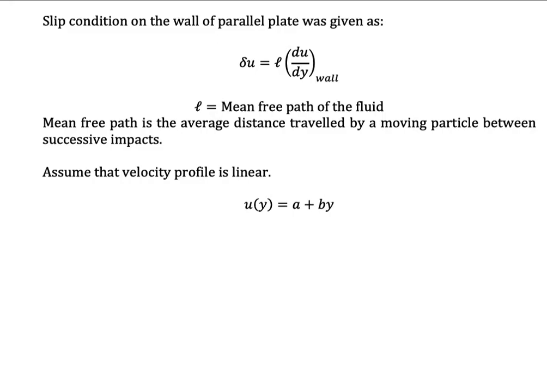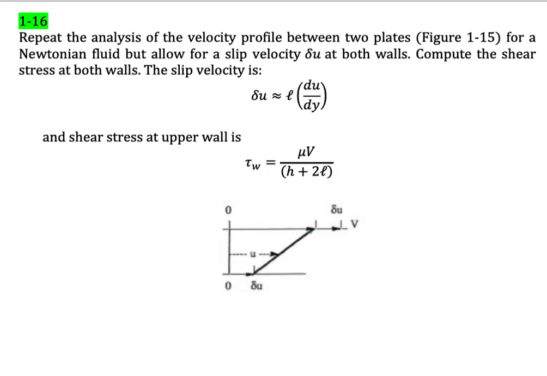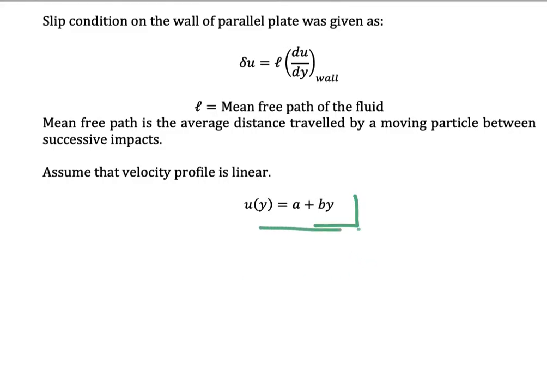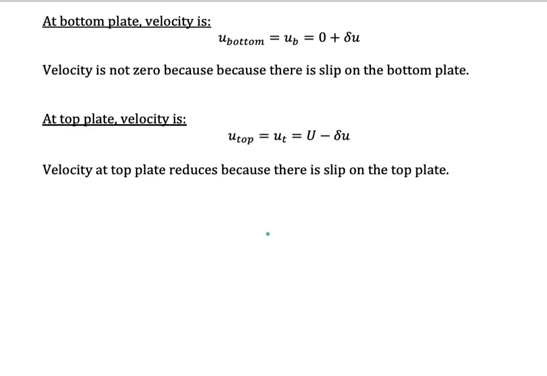So and then we assume that the velocity profile is linear. The assumption here is actually something we could take from the previous calculation. Because the pattern of the velocity gradient here is linear, we could assume that the common equation is linear, which is a plus b y.